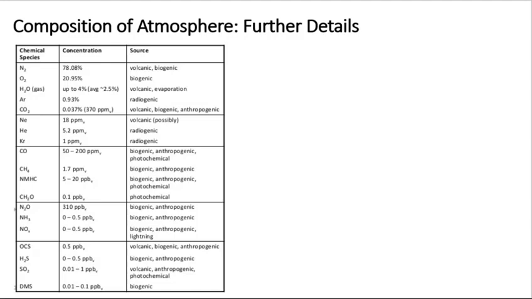We can classify this list into broader categories. First, we indicate the 3 main species, nitrogen, oxygen, and water vapor, which comprise most of the atmosphere.